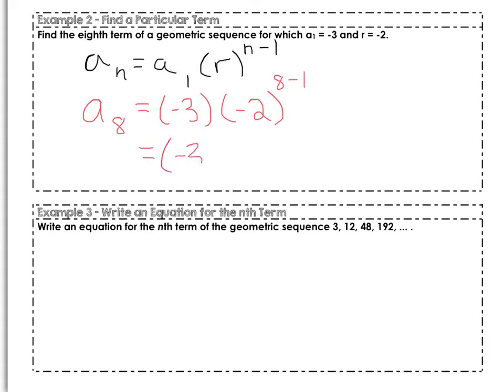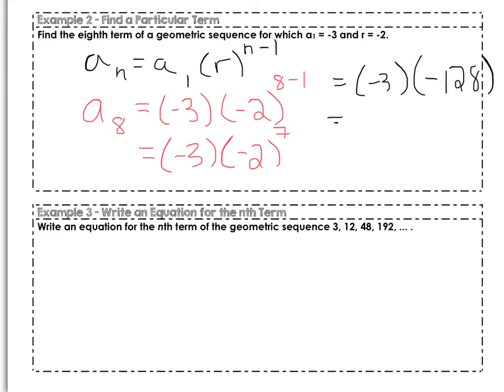So we need to remember our order of operations here. First, looking at the exponents, we're dealing with to the 7th power. So now I need to next do -2, that quantity raised to the 7th power, which is going to get me -128. Then lastly, -3 times -128 gets me 384.